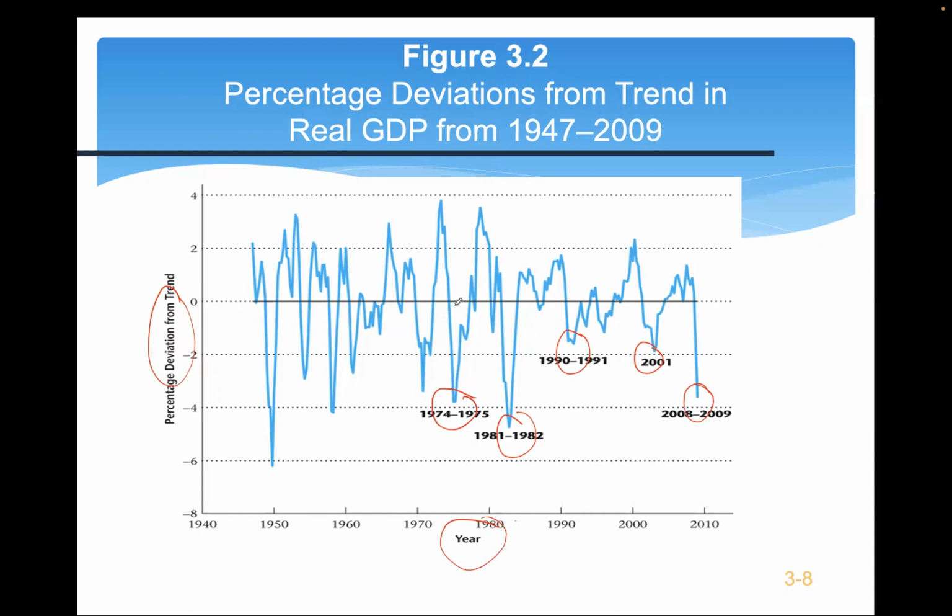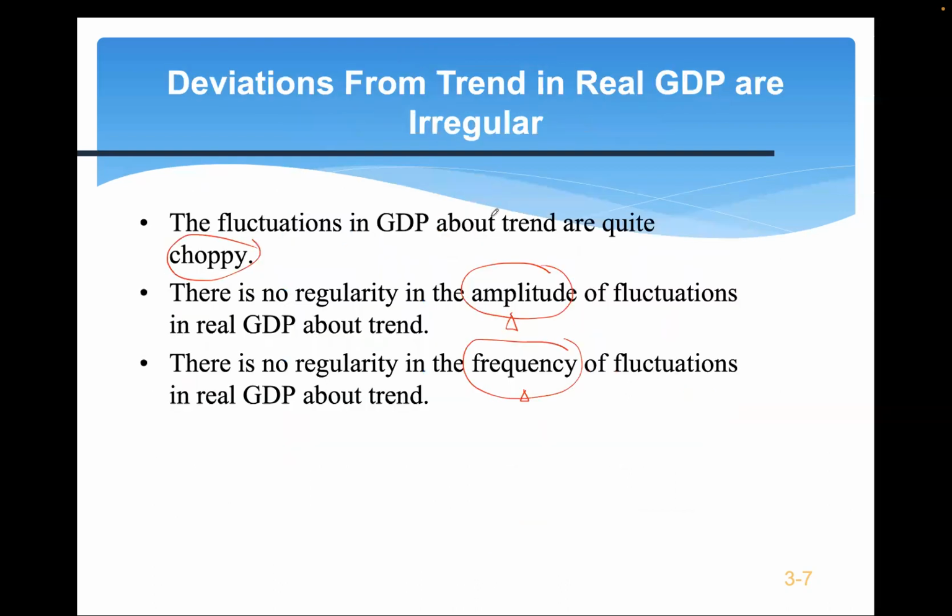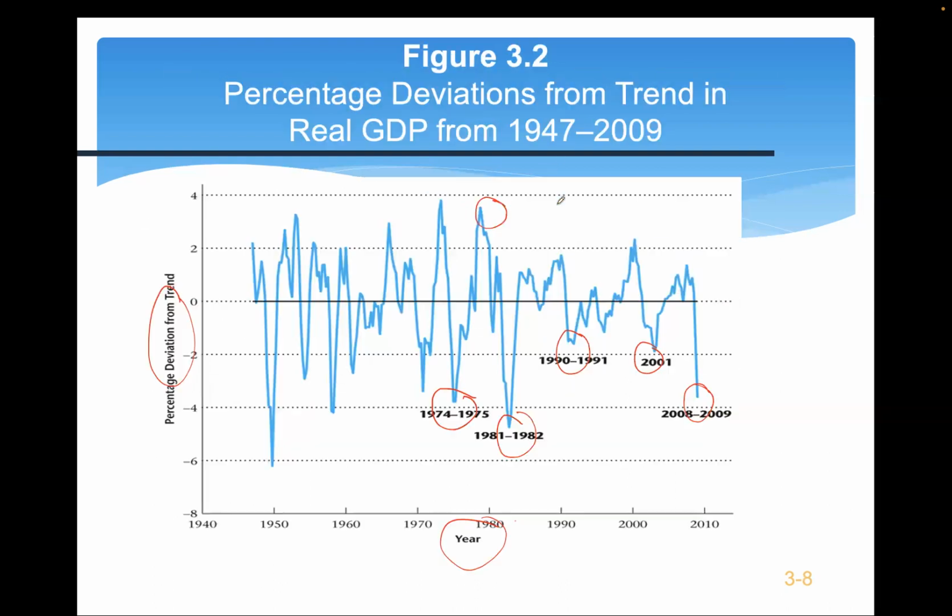From here, what else do we see? Recession is essentially a decline in GDP, where you deviate from trend to below. And usually after the recession, there's expansion, and then you're rising, you're growing above the trend. As I just mentioned in the previous slides, let's go back here. The fluctuations are quite choppy. This is like up and down, up and down. This is quite choppy.